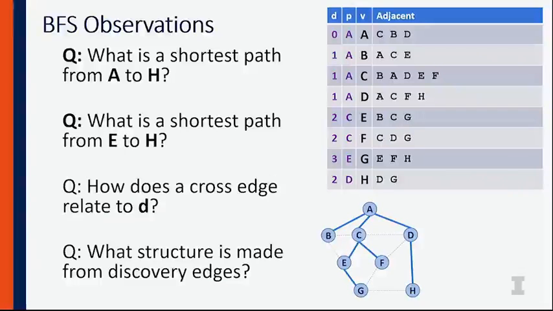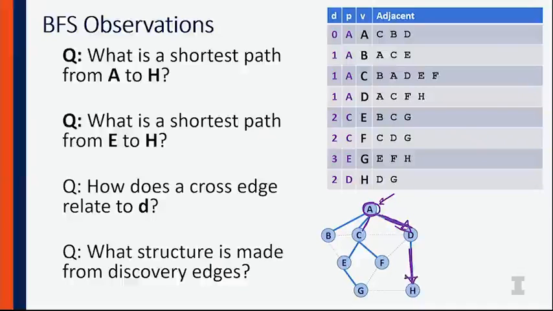The last thing I want to talk about is a few different properties of the tree we actually create when we create this tree of all of the discovery edges. So one thing we can talk about is what is the shortest path from A to H. So looking at this tree, we notice this is a tree structure indeed, that starting with the node we started our BFS traversal on, we can simply follow discovery edges, and those discovery edges are going to lead us down a path that gets to H.